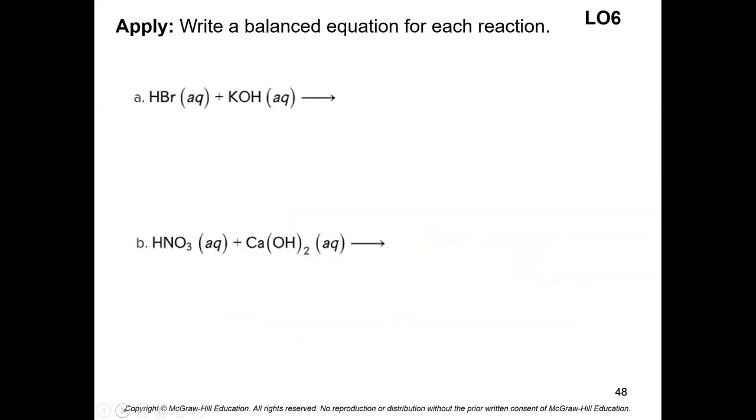Okay, so let's write a balanced equation for each reaction. All right, so the first thing I need to do is identify my acid and my base. Here is my acid. I know it's an acid because it has this H. This is going to be my base because it has an OH. Okay? So that means the H and the OH will come together to form water. And the state for this is going to be liquid because water is in a liquid state.